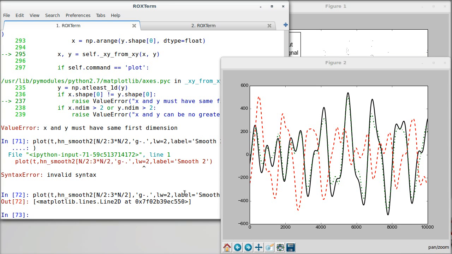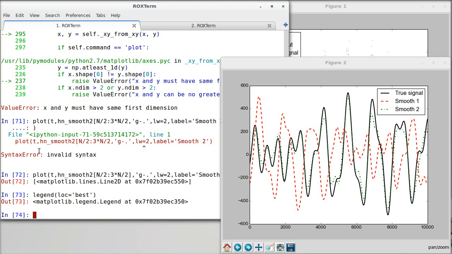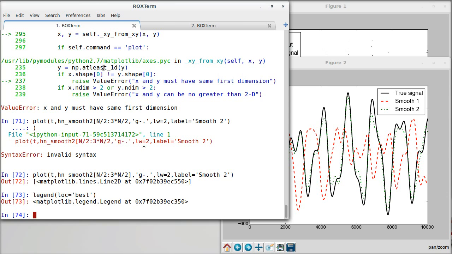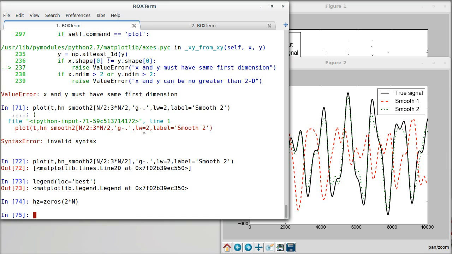Let me stick the legend in there. To make that a little more clear, we can do the zero padding by hand to see how it works out. We're going to do it in a slightly different way than it was done by convolve. Again, what zero padding means is that we construct an array, let's call it hz, to be zeros of length 2n. Now we stick somewhere in here our true signal. It really doesn't matter where we stick it. It just needs to be continuous.